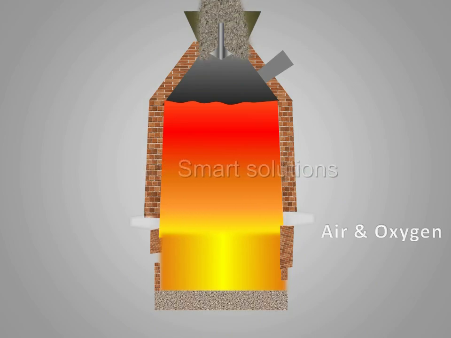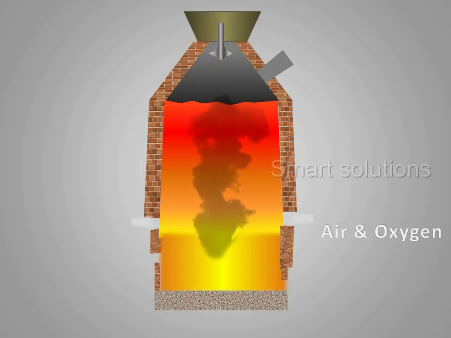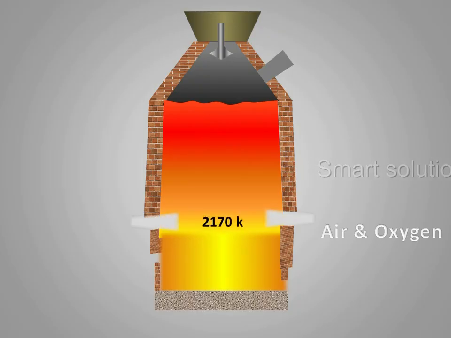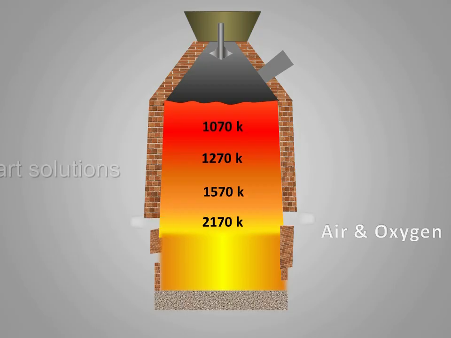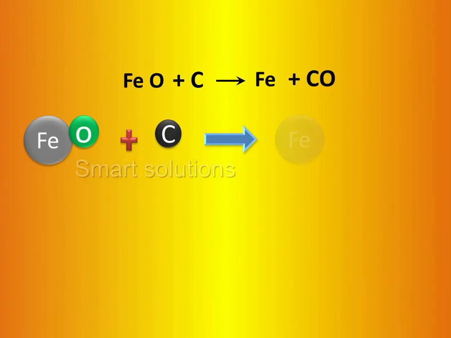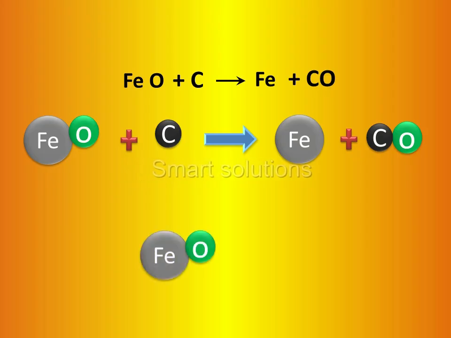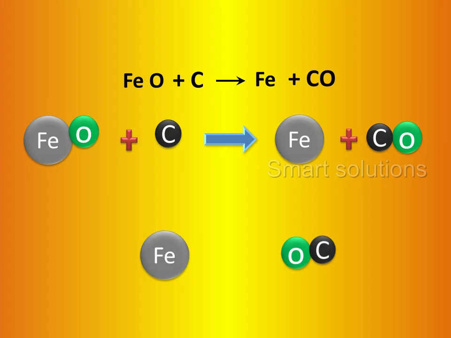Coke is burned with the release of temperature up to 2200 Kelvin. This provides the required temperature for the process. Iron oxide combined with carbon atom produces iron and carbon monoxide. This is the main reduction in this process.